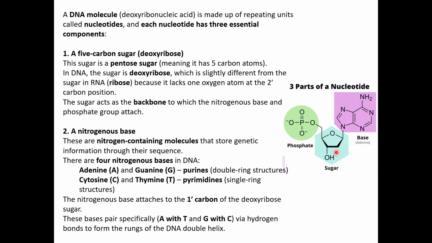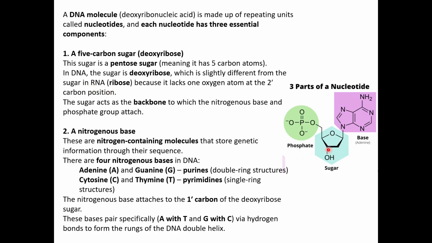One is the sugar backbone, a phosphate group attached to the sugar moiety, and a purine or a pyrimidine base. So a 5 carbon sugar, that is the deoxyribose sugar. It is a pentose sugar, meaning it has 5 carbons, and the sugar is deoxyribose, which is slightly different from the sugar in RNA, which is ribose.